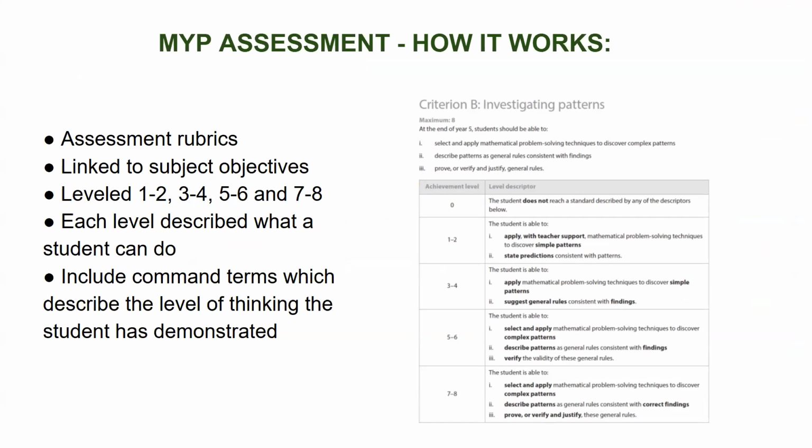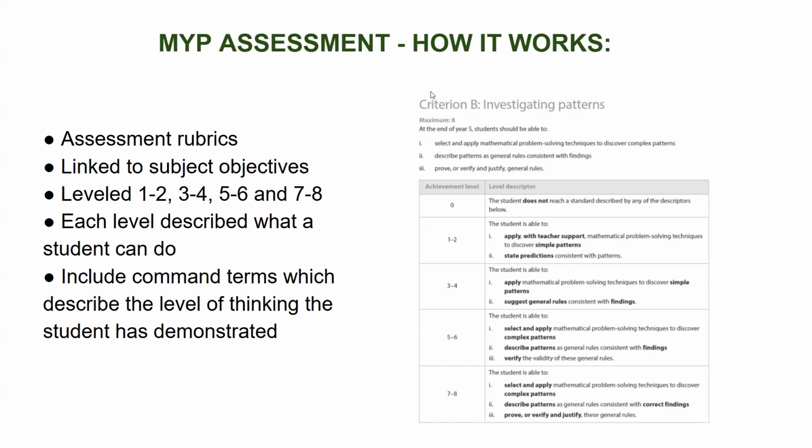Then how does assessment work in the MYP? When I spoke about criterion A, B, C, D, this is an example of criterion B of mathematics. When you see the criterion, it will be like this. The title of the criterion is given, investigating patterns, and the assessment objectives are given. These assessment objectives are in the form of strands: strand 1, strand 2, and strand 3. So these are the 3 assessment strands of criterion B of mathematics.